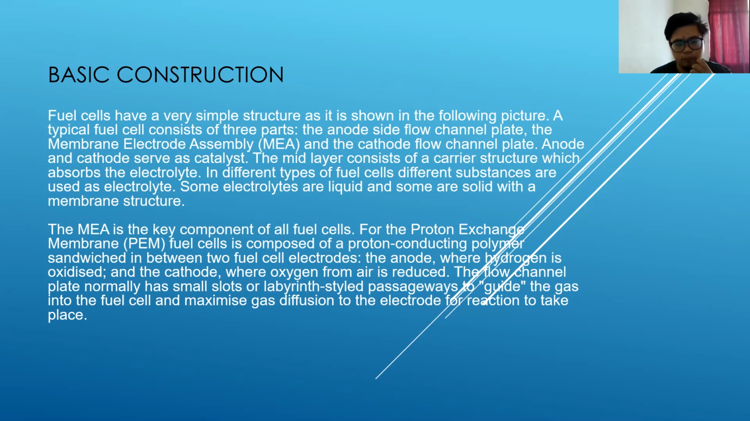The MEA is a key component of a fuel cell. The proton exchange membrane (PEM) fuel cell is composed of a proton-conducting polymer sandwiched in between two fuel cell electrodes: the anode, where hydrogen is oxidized, and the cathode, where oxygen from the air is reduced. The flow channel plate normally has a small slot or labyrinth-style passageway to guide the gas into the fuel cell and maximize gas diffusion to the electrode for the reaction to take place.